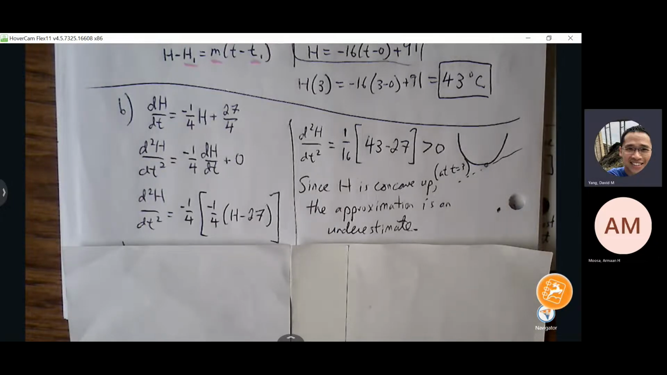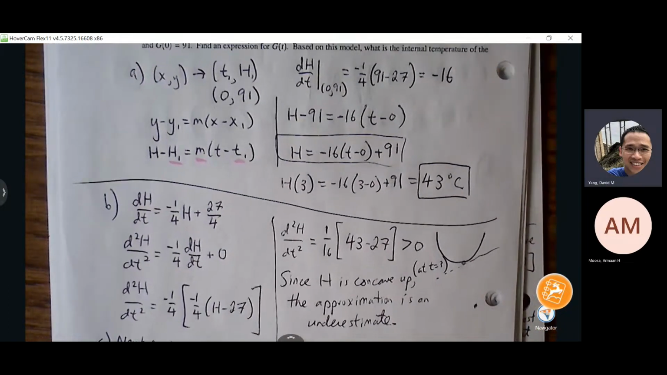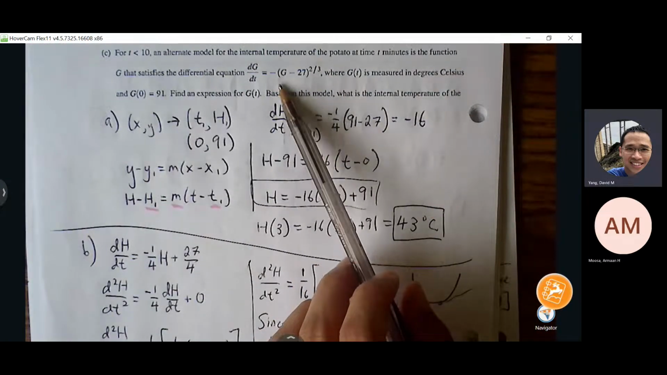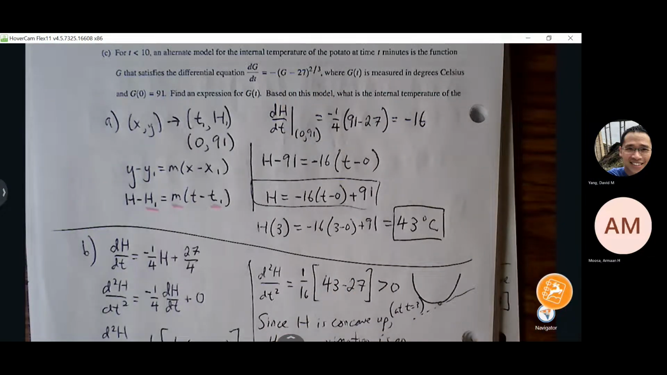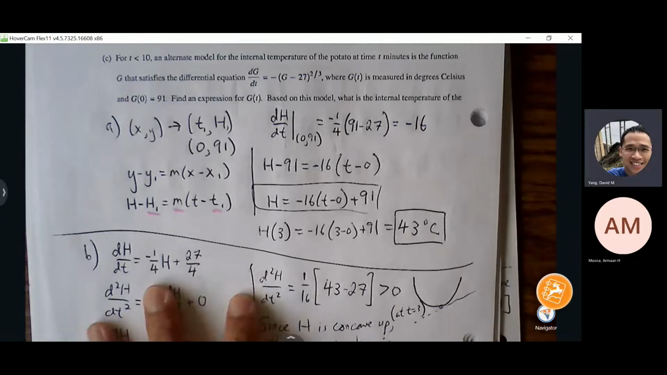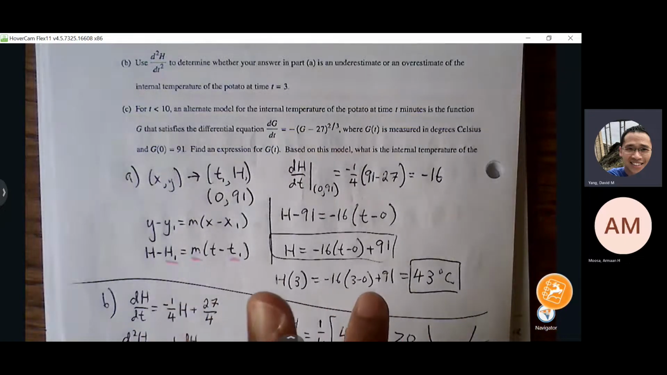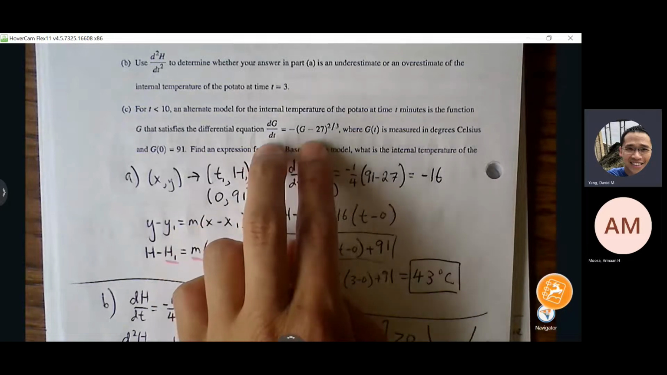Okay, part C is where we move into working on solving the differential equation. So part C says we're given our differential equation, dg/dt equals negative parentheses g minus 27 to the 2/3. So typically, I know we're used to solving differential equations in terms of x and y, and I always say, hey, put the y's on the left, put the x's on the right. But here, the variables aren't as familiar to us.